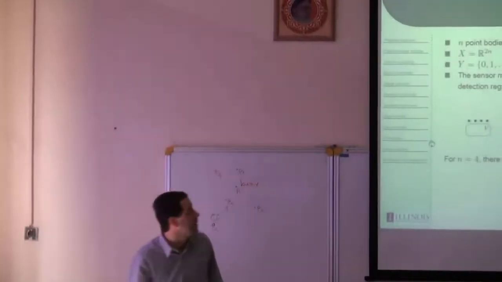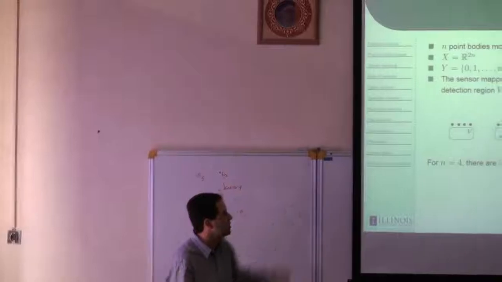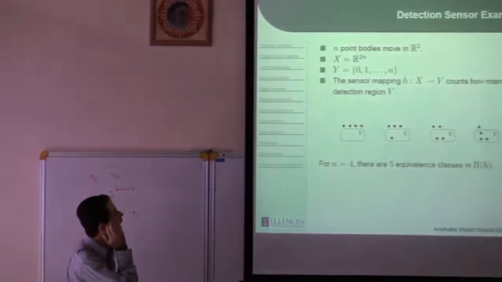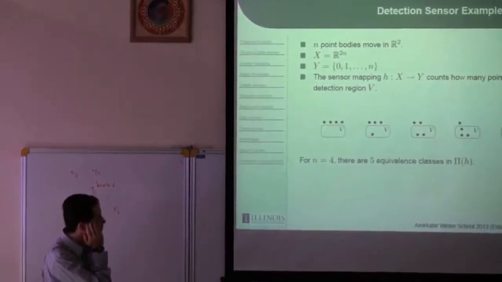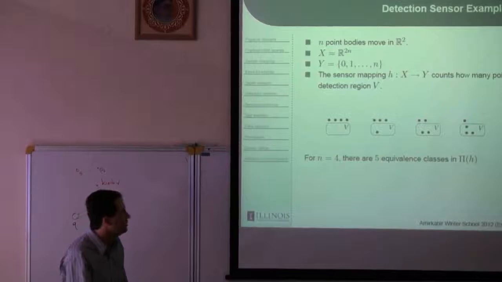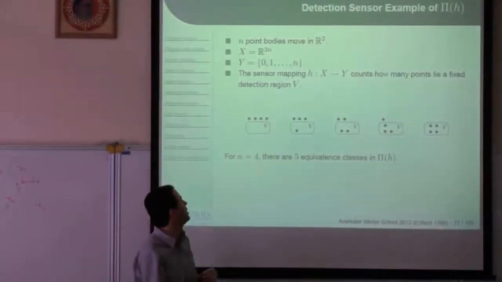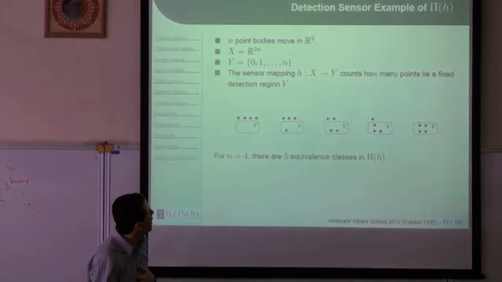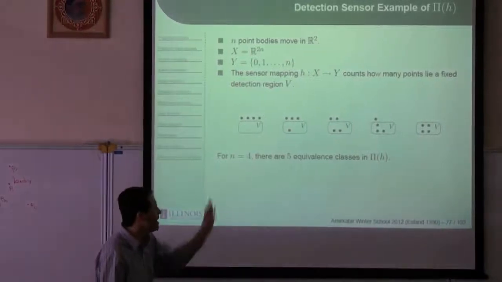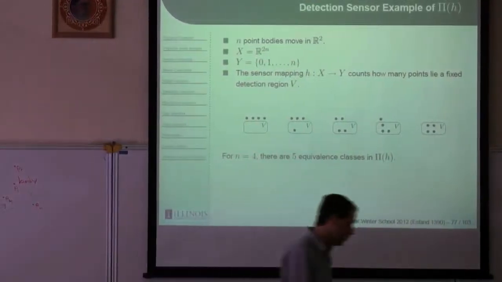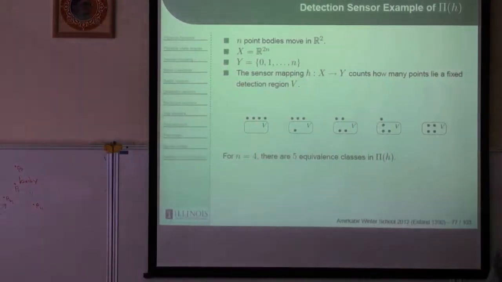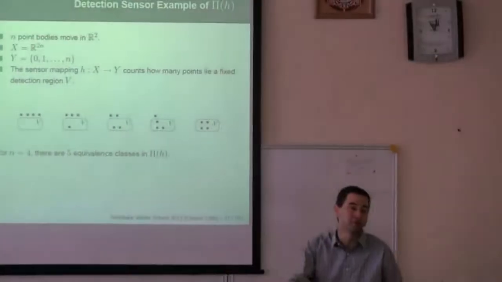For example, I gave the detection sensor already. Suppose I have this sensor that tells me how many bodies, points in this case, lie in some fixed detection region. Imagine I tell you there are 4 bodies, and they move around a lot, but my detection region stays fixed. So it's like a camera that's fixed, and there are 4 people moving around. Sometimes they go in the camera view, sometimes they go out.